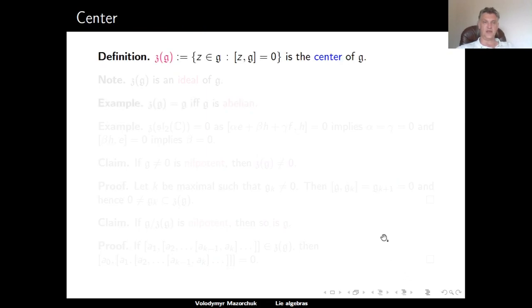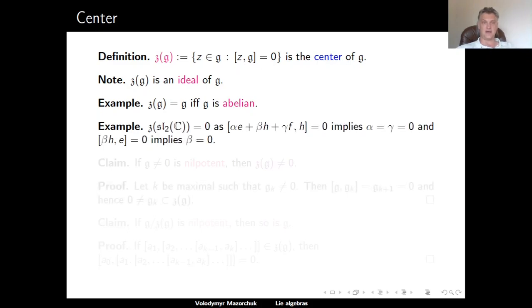Let us talk a little bit about the center. The center of the Lie algebra G is defined as the set of all elements in G which commute with all other elements. Directly from the definition, it follows that the center of G is an ideal of G. Indeed, if we commute the center with the whole algebra G, we get 0, which is a subset of the center. So for example, a Lie algebra is abelian if and only if the center of this Lie algebra coincides with G. On the other hand, the center of the Lie algebra SL2 over complex numbers is 0.